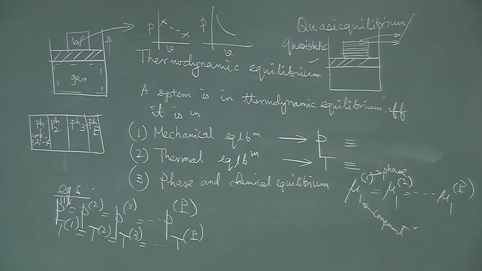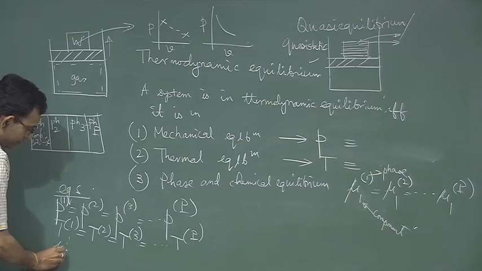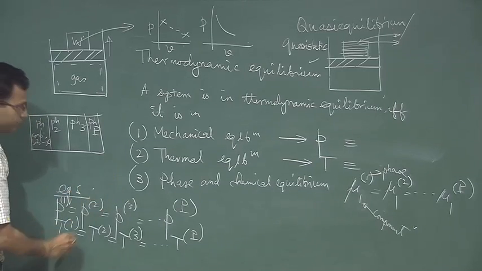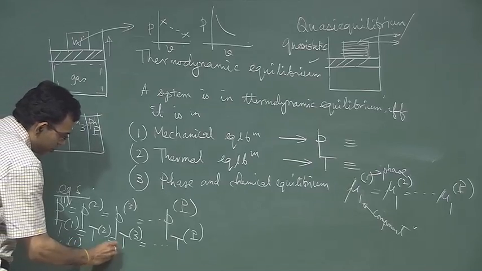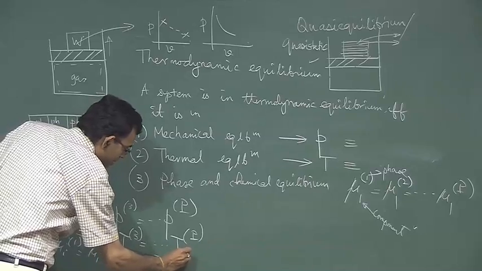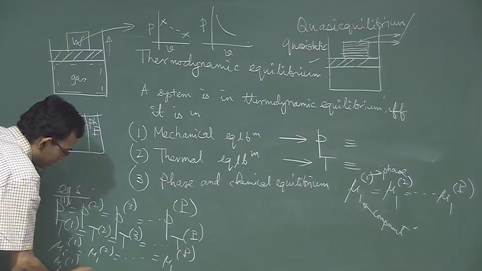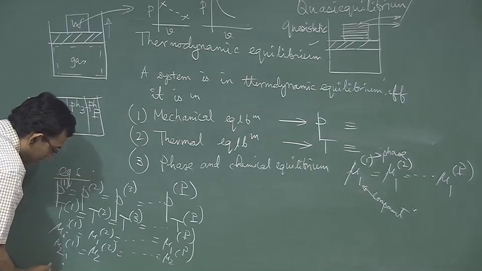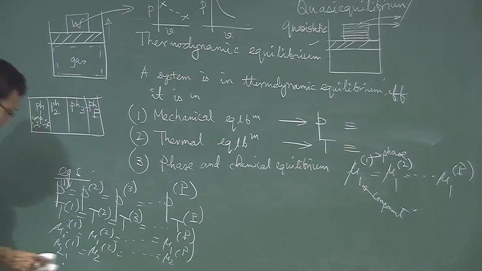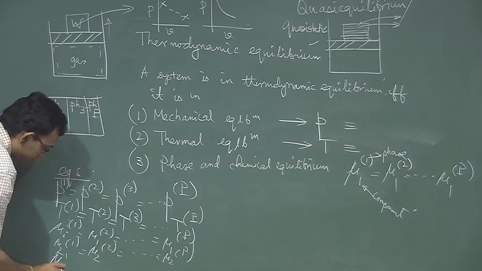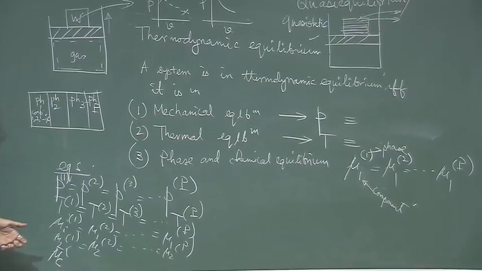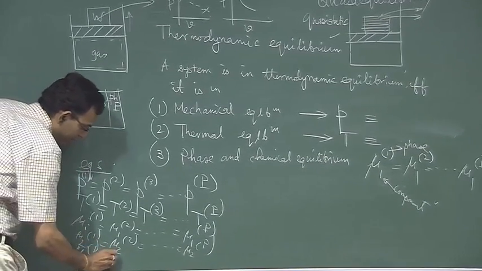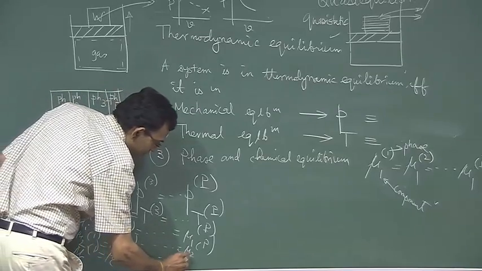Similarly, you will find chemical equilibrium, which means the chemical potential of component 1 in phase 1 is equal to the chemical potential of 1 in phase 2, equal to the chemical potential of 1 in phase P. Similarly, the chemical potential of 2 in phase 1 is equal to the chemical potential of 2 in phase 2, equal to the chemical potential of 2 in phase P. And the final equation is for the chemical potential of C. There are C components. So the chemical potential of C in phase 1 is equal to the chemical potential of C in phase 2, in this way up to the chemical potential of C in phase P.